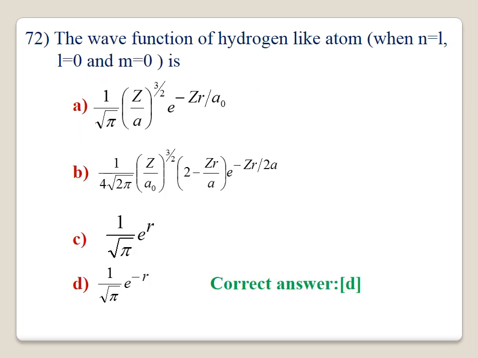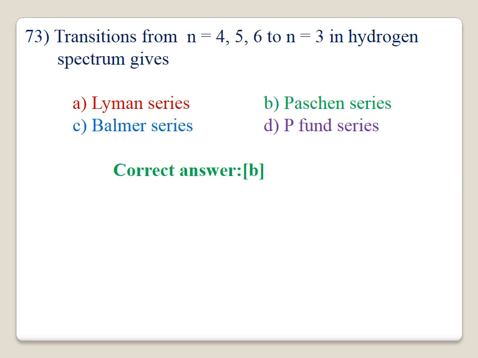72. The wave function of hydrogen-like atom when n equal to 1, l equal to 0 and m equal to 0. Option D is correct: 1 by root pi e power of minus r. This is the wave function of hydrogen-like atom when n equal to 1, l equal to 0 and m equal to 0. Option D is correct. 73. The transition from n equal to 4, 5, 6 to n equal to 3 in hydrogen spectrum gives Balmer series. Correct answer is C.